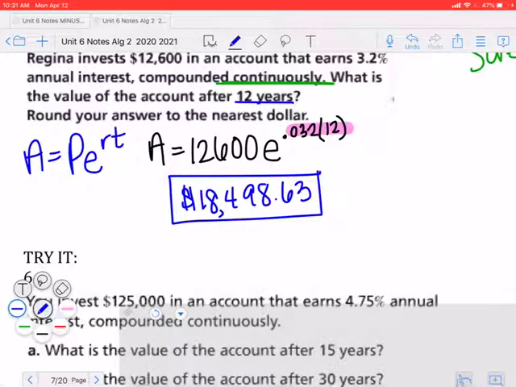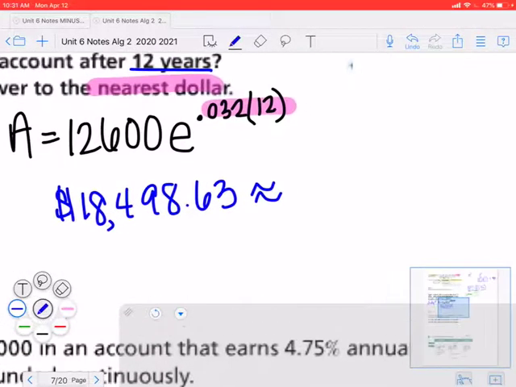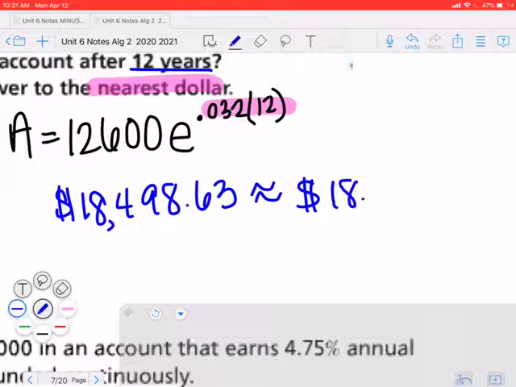So in my calculator for this one, I would type 0.032 times 12 equals, press the e to the x button, and then times 12,600. 18,498 and 63 cents. Oh, and this problem just said round to the nearest dollar. So rounding to the nearest dollar, $18,499.